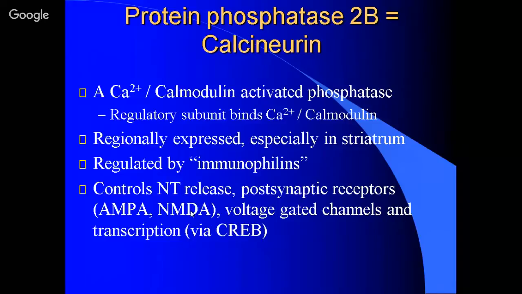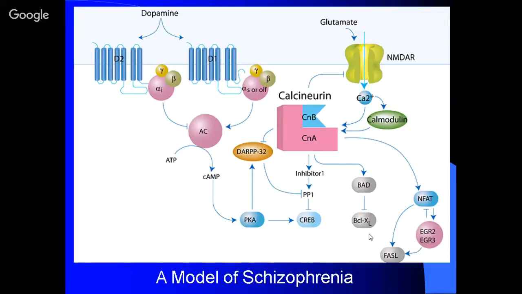The NMDA channel was activated by a high sustained level. The calcium may go away, but the effect is going to persist because it activated a set of kinases and inhibited the phosphatase. So the phosphorylation, that high phosphorylation state, persists.